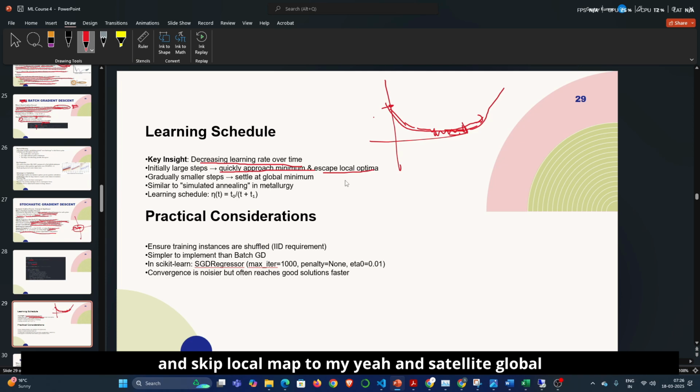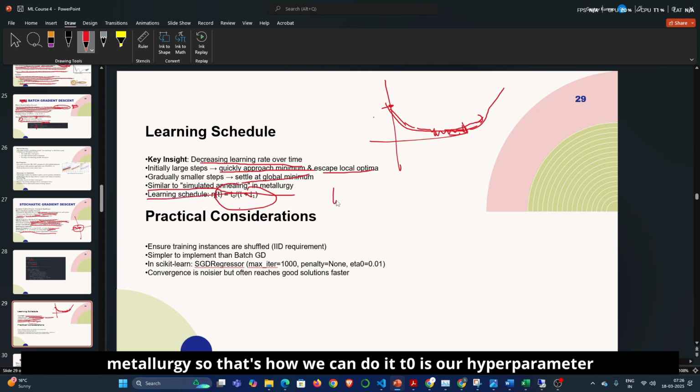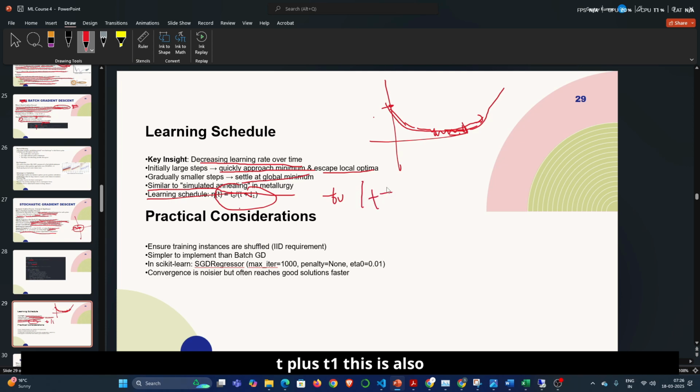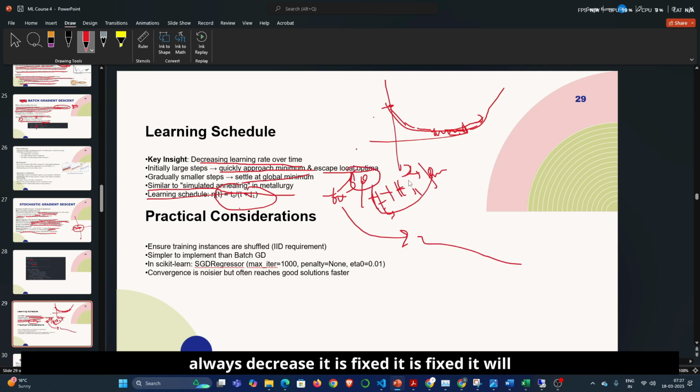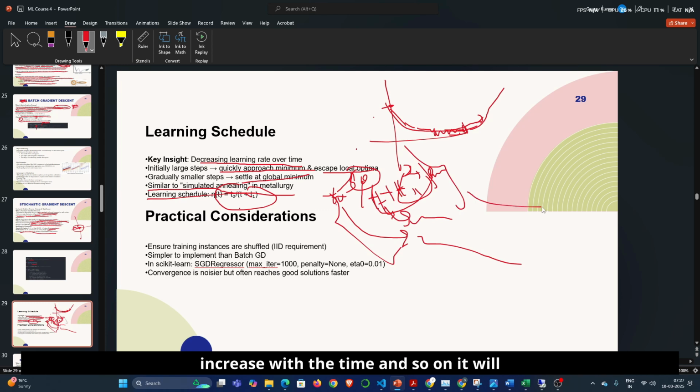It lets us approach the minimum locally and escape local optima, and settle at the global minimum, similar to simulated annealing in metallurgy. So that's how we can do it. T0 is our hyperparameter, and T plus T1, this is also a hyperparameter. T1 is given so that the denominator will not throw any error. And with time, the learning rate will always decrease.